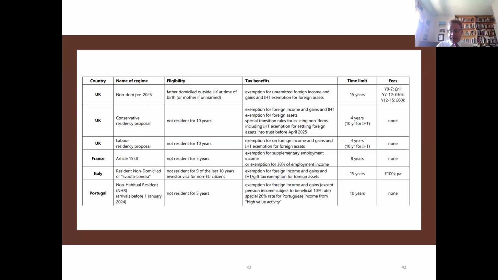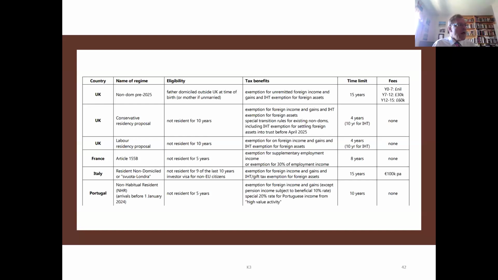Once you get to 7 out of 15 years, you pay a charge of £30,000. And after year 12 to year 15, it becomes £60,000. And on that basis, there is what is called a remittance based charge. And money which is overseas and which is not subject to UK tax cannot be brought into the UK on that basis.